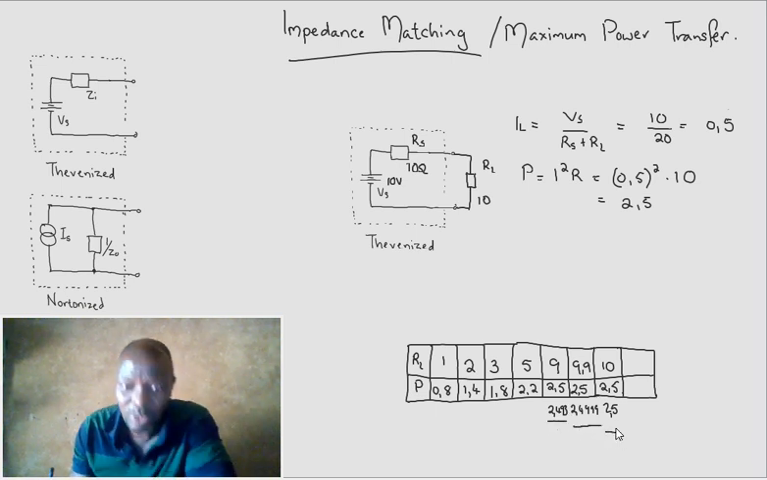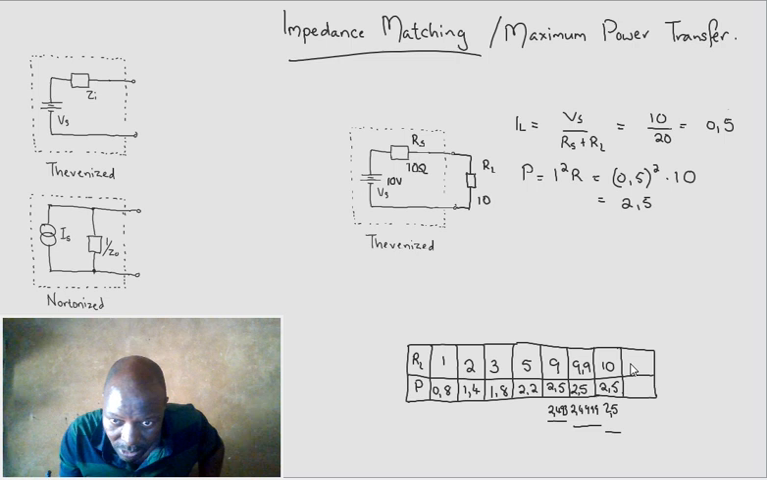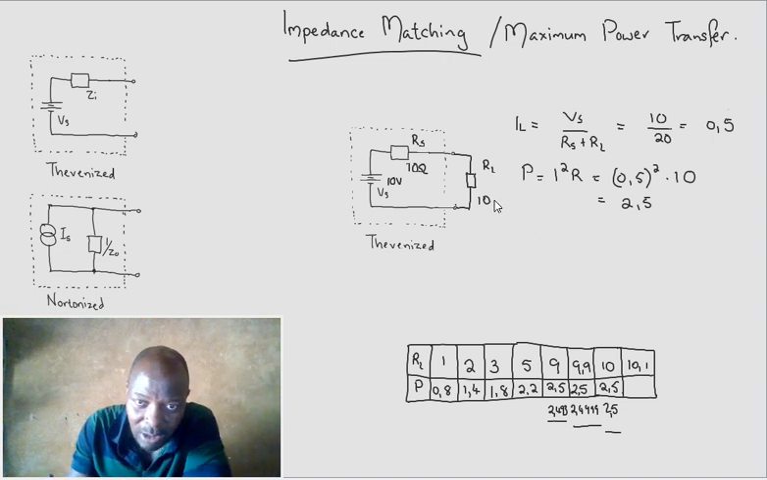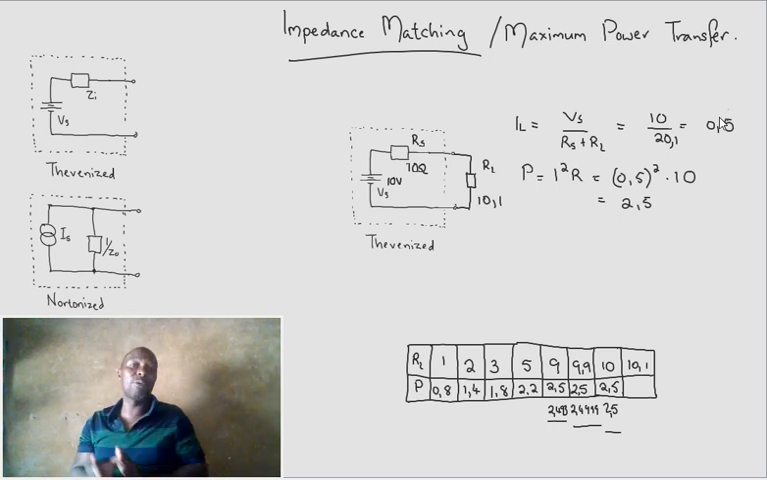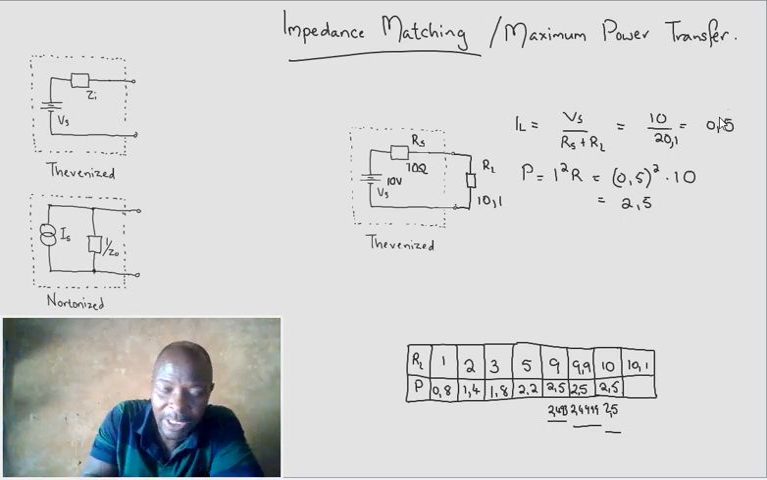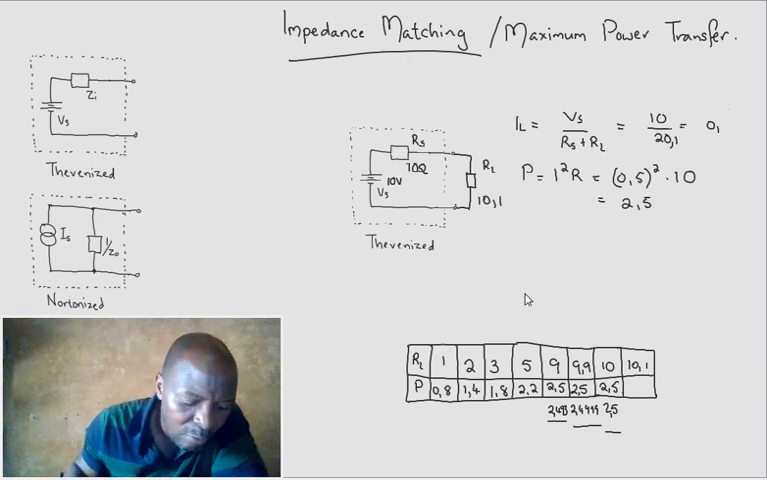Let's go slightly higher to 10.1. If you go to 10.1, all that changes is that this becomes 20.1, 10 plus 10.1. Now we expect it to go up because the trend has been going up. Let's see if that's the case. So that is 10 divided by 20.1, and we now have 0.498, to three decimal places.